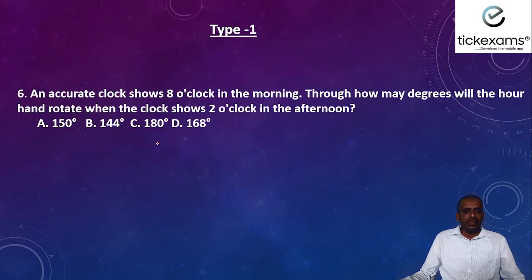Next question. An accurate clock shows 8 o'clock in the morning. Through how many degrees will the hour hand rotate when the clock shows 2 o'clock in the afternoon? So from morning 8 o'clock to afternoon 2 o'clock, we have got 6 hours and each hour is 30 degrees. So 6 into 30, 180 degrees. So option C is the answer.